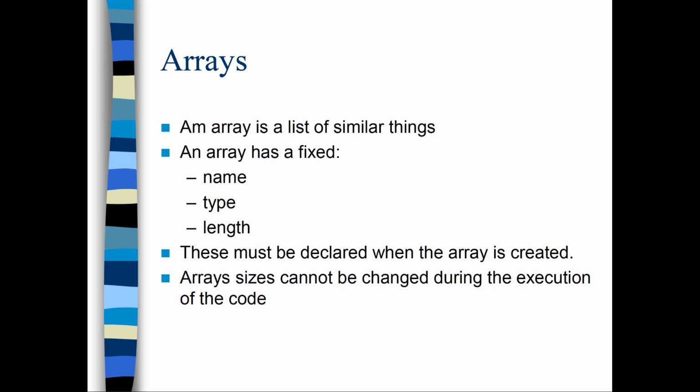But with arrays, there are certain different syntaxes and conventions. We will see them in our succeeding slides. Let's understand the characteristics first. An array has a fixed name, a fixed type, and a fixed length. So we cannot dynamically change the characteristics of an array in our program, that is, during runtime. These must be declared when the array is created, so they cannot be altered at runtime, and array sizes cannot be changed during the execution of code.